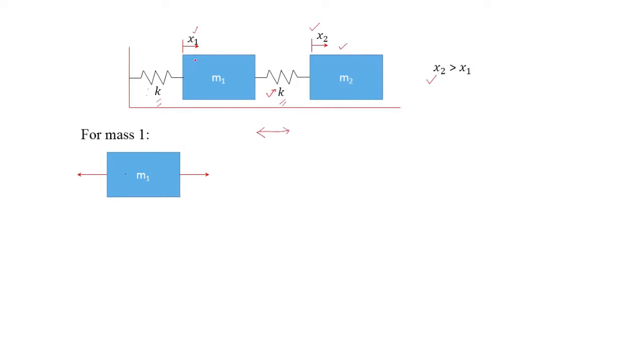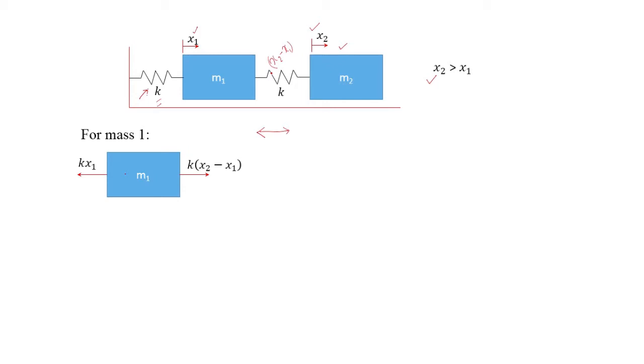Since the mass m1 is displaced by distance x1, the force exerted by this particular spring will be k into x1. And now when we talk about this particular spring, the amount of displacement of this spring is x2 minus x1, right? So the force exerted by this spring is k into x2 minus x1.